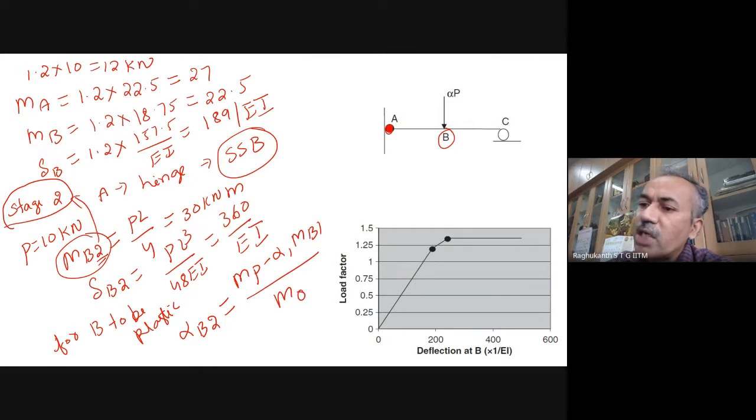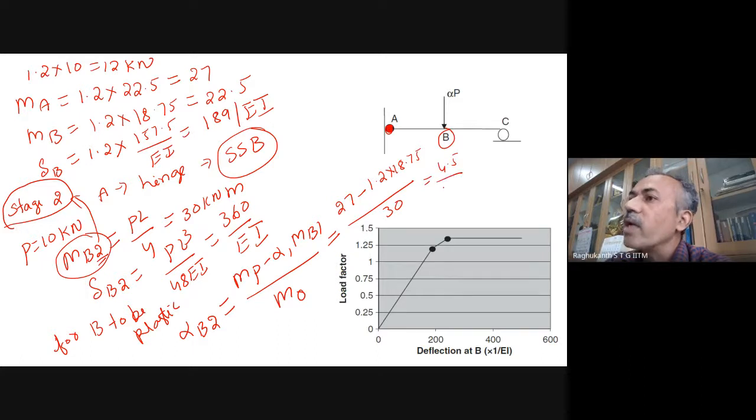This is required because we have taken the load as 10. You can take the load as unity and also find it out. So Mp is 27. Alpha 1 is 1.2 into 18.75 divided by M0, which is 30. So this turns out to be 4.5 by 30, which is 0.15 actual. This is the multiplying factor, or the reducing load factor, for the second stage.